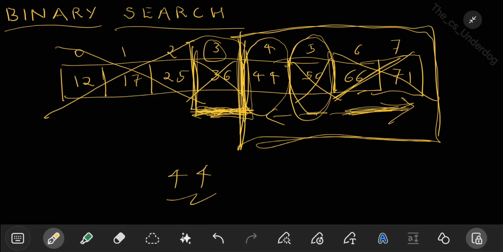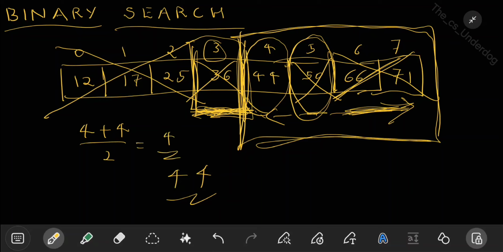Again, what do you do? You check the middle element. And what is the way of finding the middle element? First index plus last index by 2. Here you have only one index, which means first index and last index are the same. So you will do 4 plus 4 by 2, which will be 4. You found the index is 4.